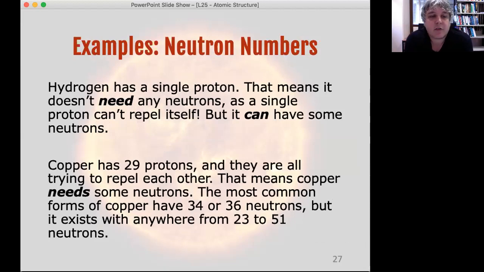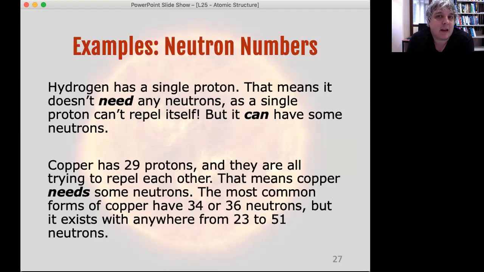As I just said, hydrogen doesn't need neutrons, but it can have some. Copper has 29 protons, 29 positively charged protons in its nucleus. They are all going to be trying to repel each other. So copper needs some neutrons. The strong force just between the protons isn't enough to overcome the repulsion between those 29 protons. So copper needs some, but it doesn't need a specific number.